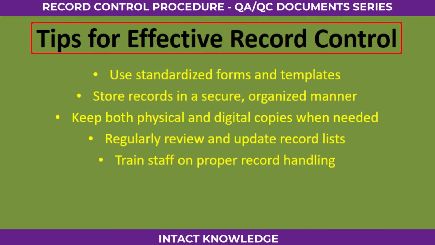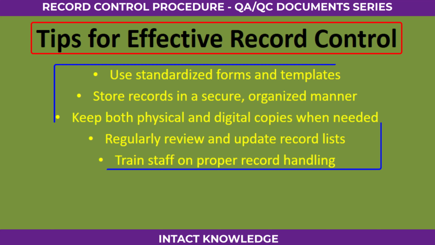Tips for effective record control. To implement record control effectively, use standardized forms and templates, store records in a secure, organized manner, keep both physical and digital copies when needed, regularly review and update record lists, and train staff on proper record handling.